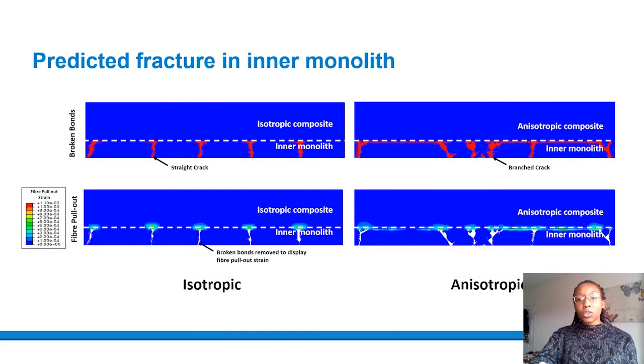In the inner monolith duplex model, we actually see substantial differences in the appearance of the cracks that are formed in the isotropic and anisotropic models. In the anisotropic model, we can see crack branching. This is likely to stem from greater magnitude of stress reflection waves due to the difference in elastic properties between the inner monolith and the anisotropic composite, in comparison to the isotropic composite and the inner monolith.